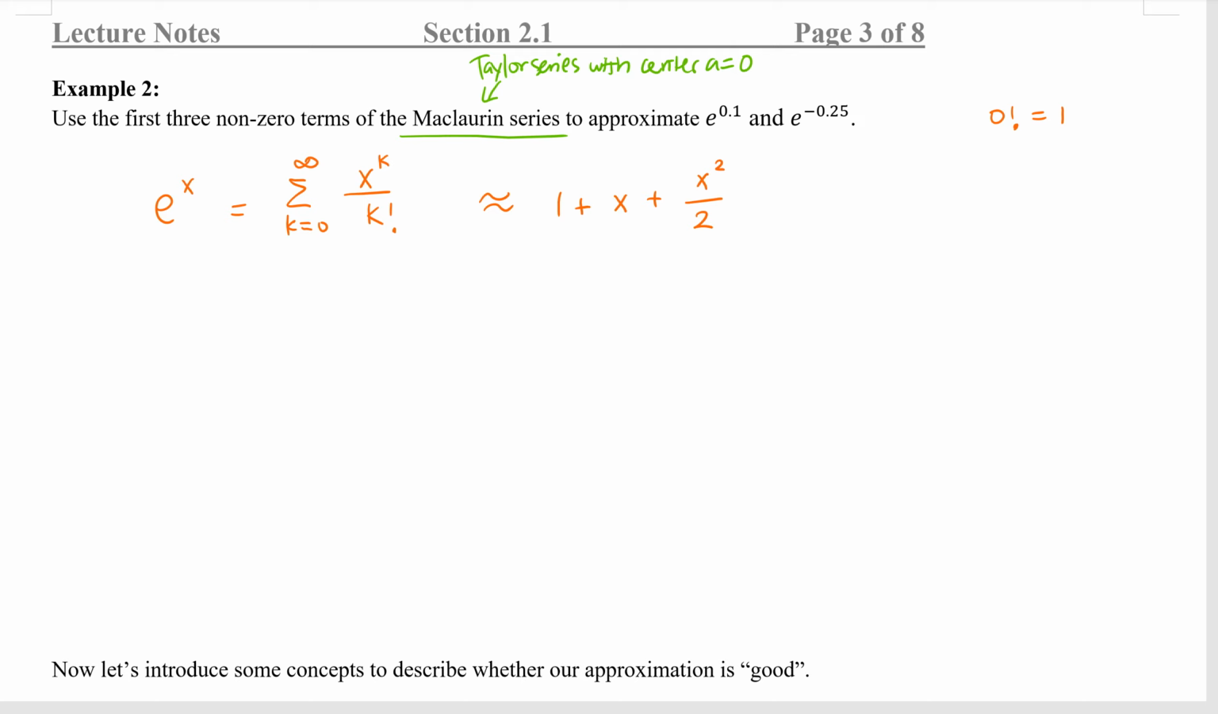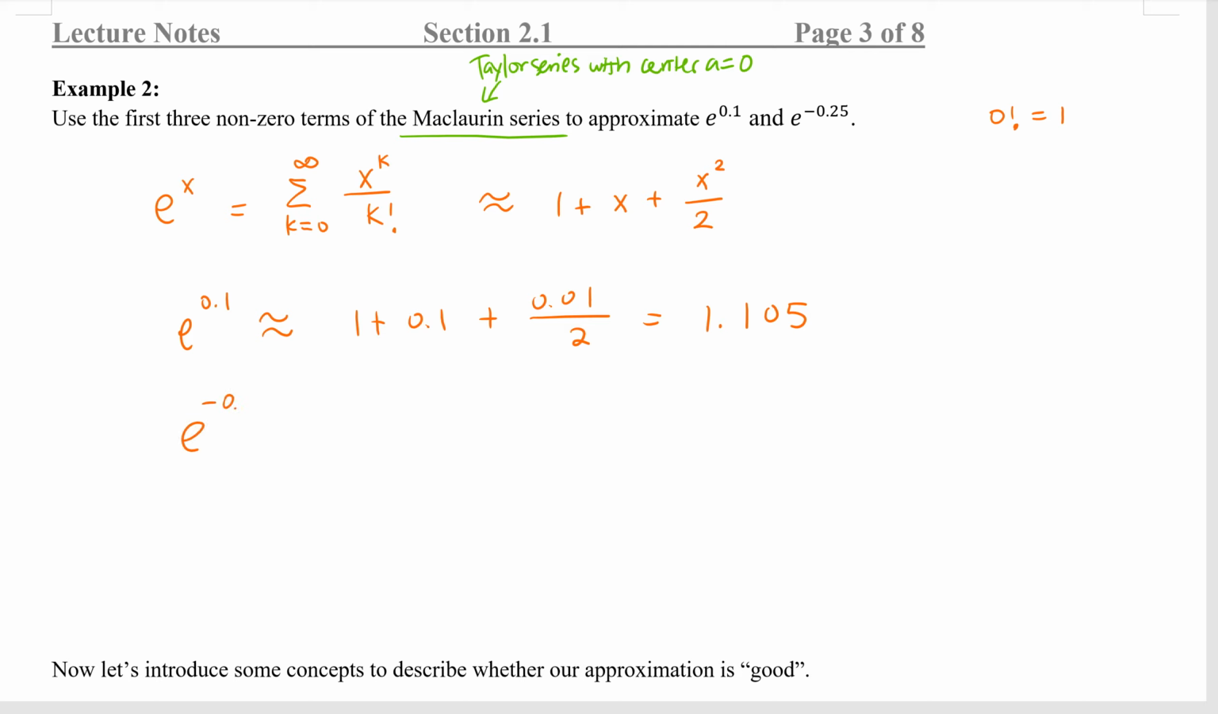Now we can approximate e to the 0.1 by plugging in x equals 0.1. So 1 plus 0.1 plus 0.1 squared, which is 0.01, over 2. So that is 1.1, and 0.01 divided by 2 is 0.005. So this is the answer. So far, so good.